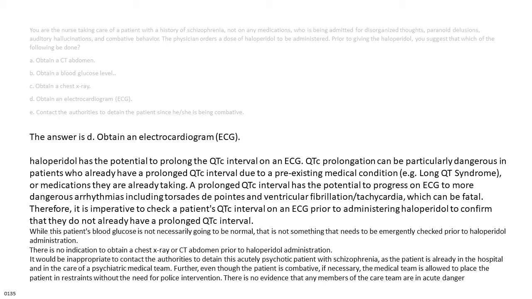It would be inappropriate to contact the authorities to detain this acutely psychotic patient with schizophrenia, as the patient is already in the hospital and in the care of a psychiatric medical team. Further, even though the patient is combative, if necessary, the medical team is allowed to place the patient in restraints without the need for police intervention. There is no evidence that any members of the care team are in acute danger.